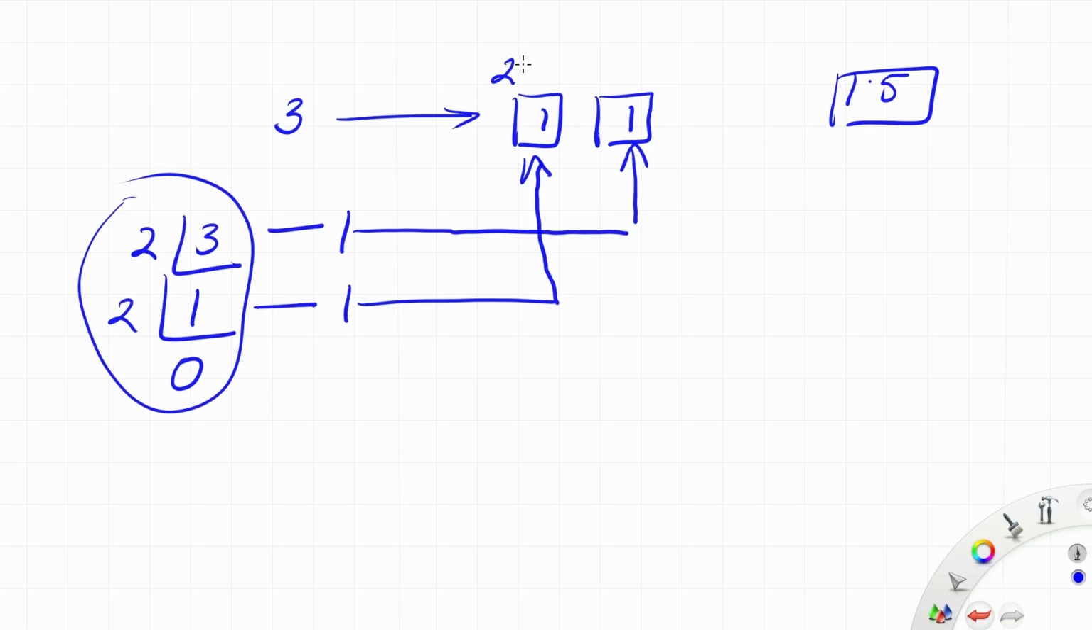So 2 raised to 1 into 1 plus 2 raised to 0 into 1, which is 3. So the answer is correct. Now, any questions? No. All right. So let's take another example.